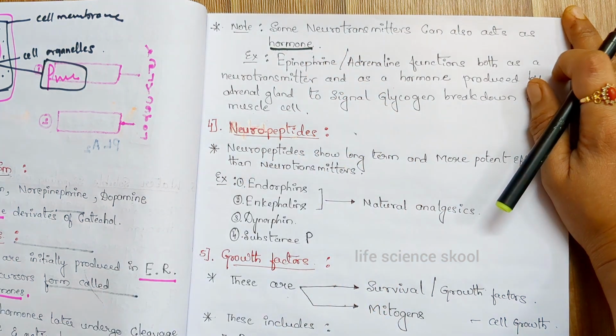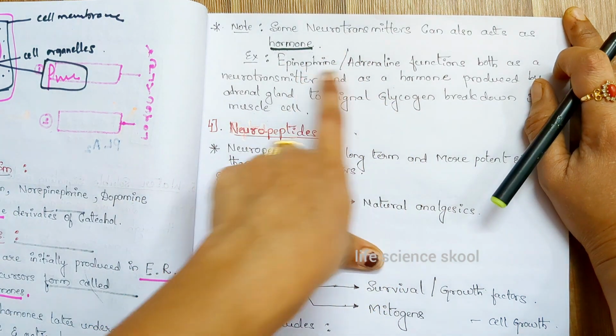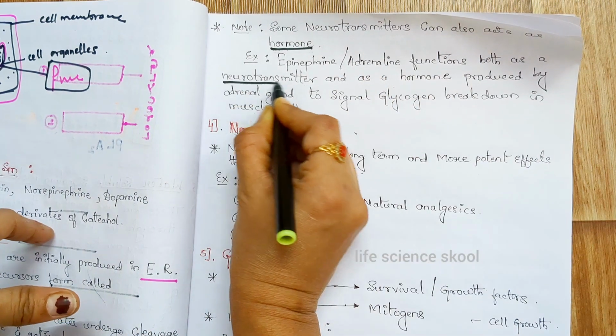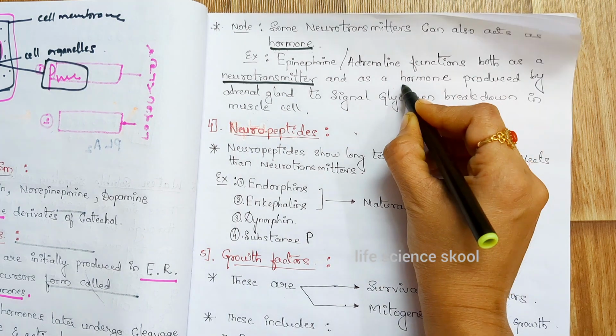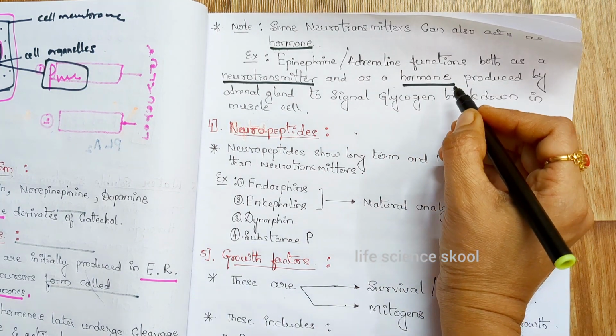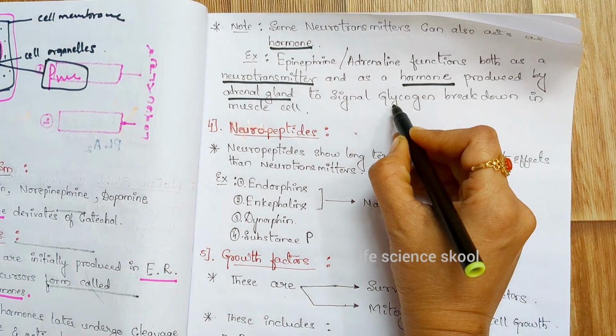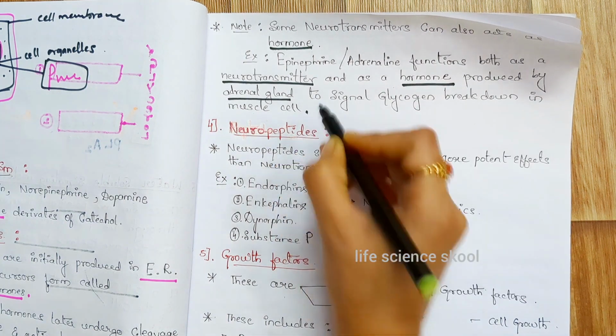For example, epinephrine, or adrenaline, functions both as a neurotransmitter and as a hormone, which is produced from the adrenal gland to signal glycogen breakdown in the muscle cell.